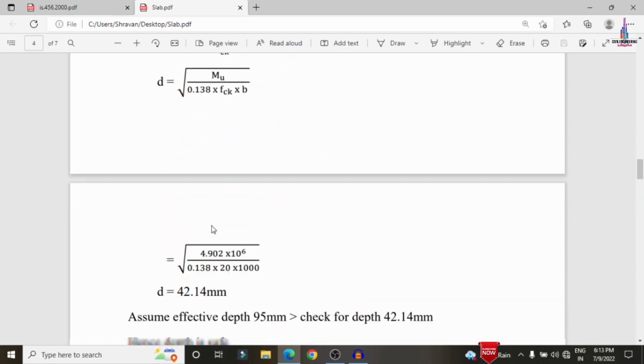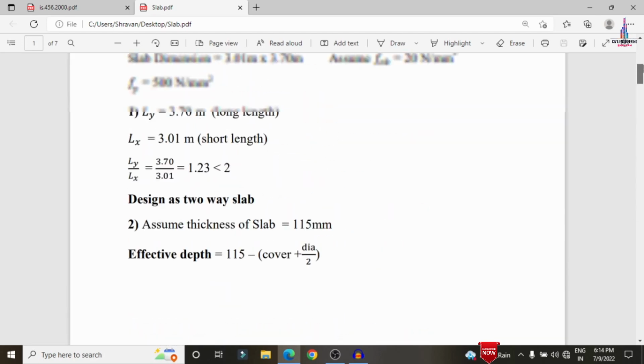Okay, here I am substituting this value. I am multiplying it by 10 power 6 in order to get the value in mm for the depth. Then I divide it by 0.138 into 20 into 1000, so that we get a value of approximately 42.14 mm. Okay, so the assumed effective depth will be 95 mm.